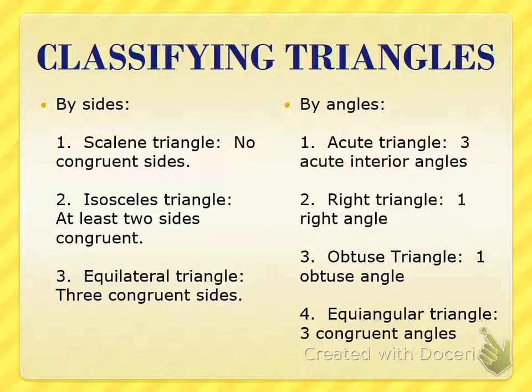First situation would be a scalene triangle where no sides are congruent. The second situation would be isosceles, where you have at least 2 congruent sides. And the third one is an equilateral triangle where you have 3 or all congruent sides.